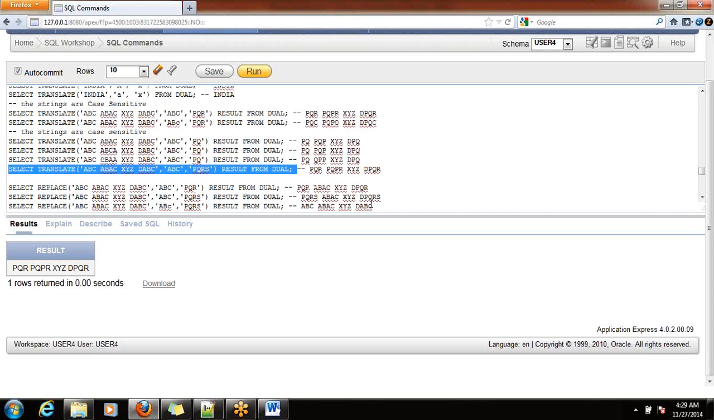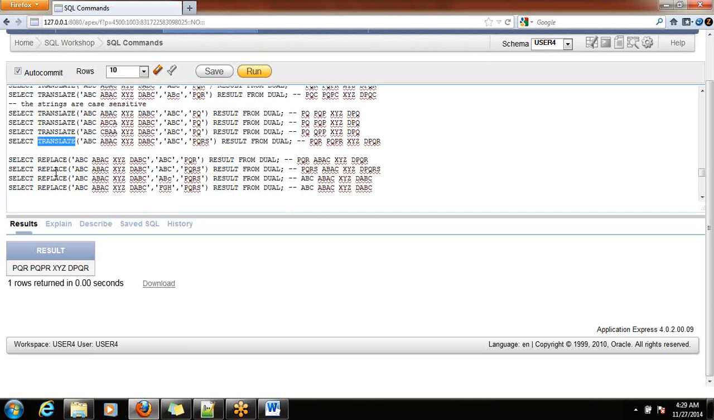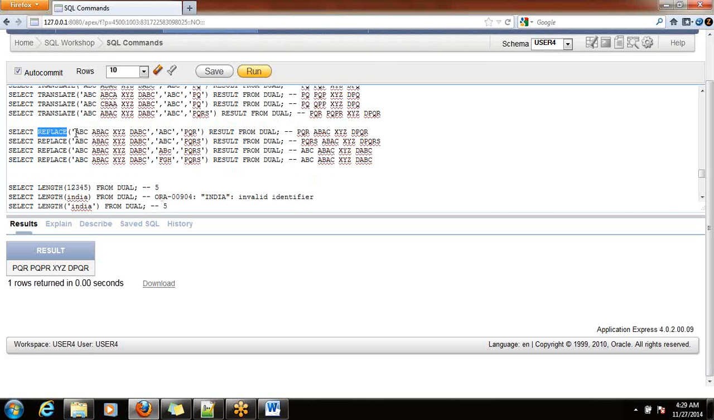Like translate, we have a function called replace. Look here. This is the actual string, and I am asking the SQL engine to replace ABC with PQR. Look there.